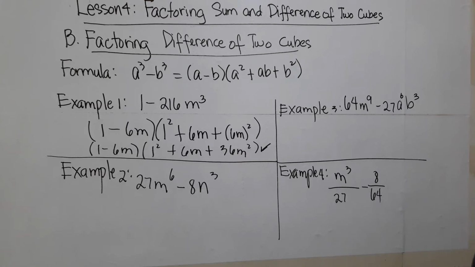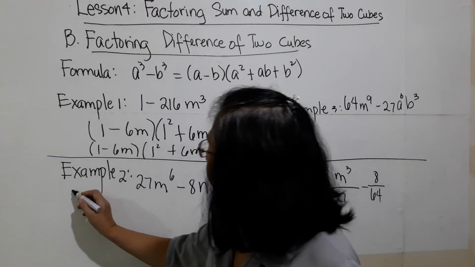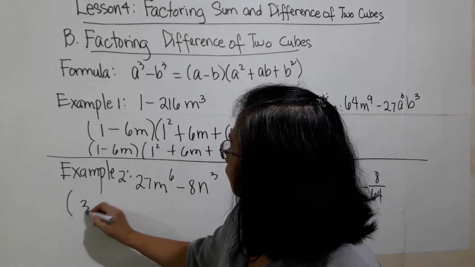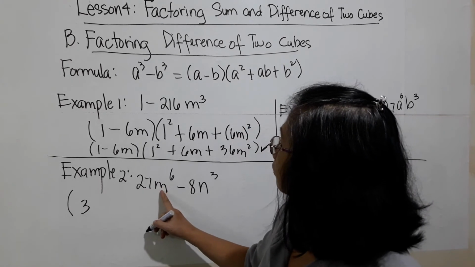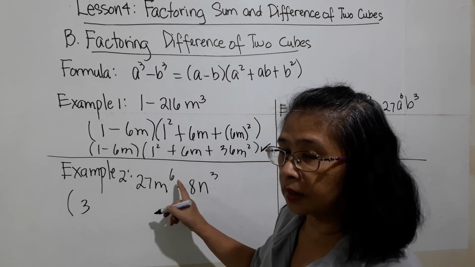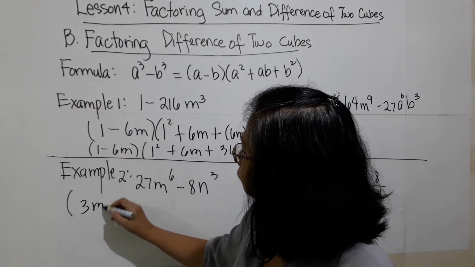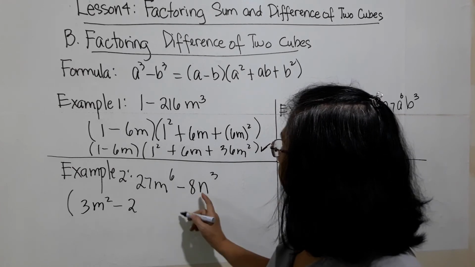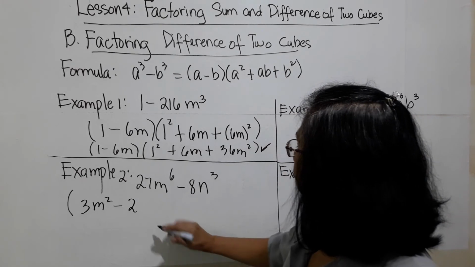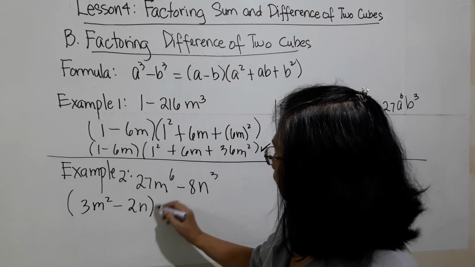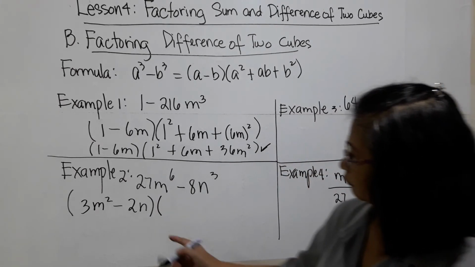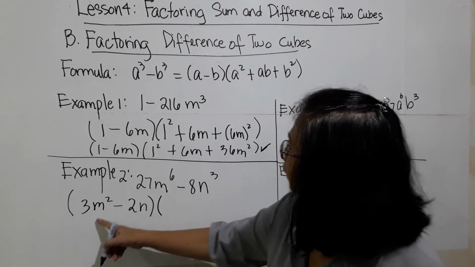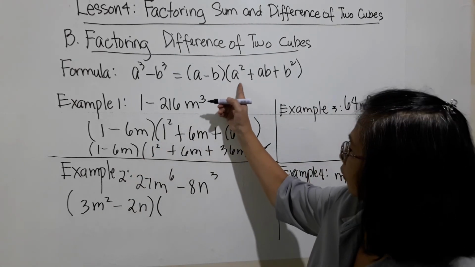Okay, let's have number 2. For number 2, cube root of 27 is 3. Cube root of m to the 6, we have to divide 6 by 3, we have 2. Cube root of 8 is 2, cube root of n cubed is n. To find the other factor, refer to the first factor that we have formed. Square this as based on the given formula.